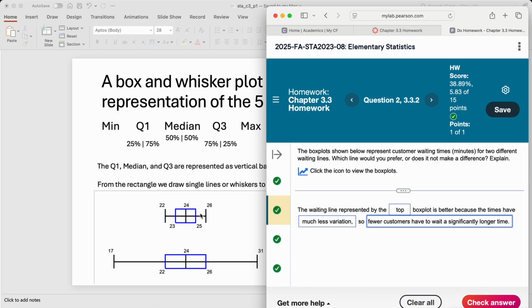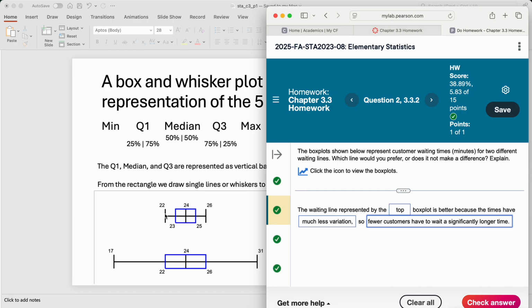I know for a fact that if I wait in this top line, yes, I might not get the 17 to 22 minutes, but think about it for the bottom group. The bottom group, only 25% of the time that would happen. The majority of the time, or 75% of the time, you would wait 22 to 26 minutes, or even take up to 31 minutes. I think I'd rather value the consistency, so to speak.